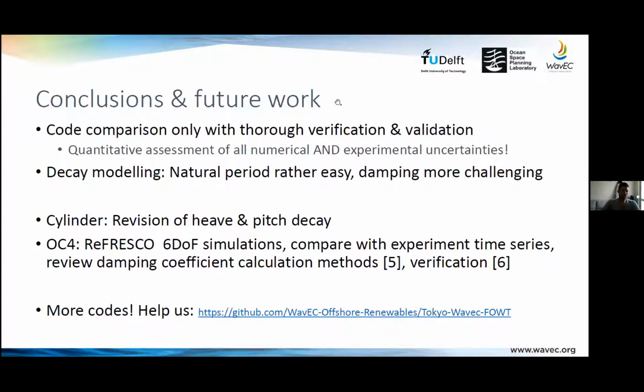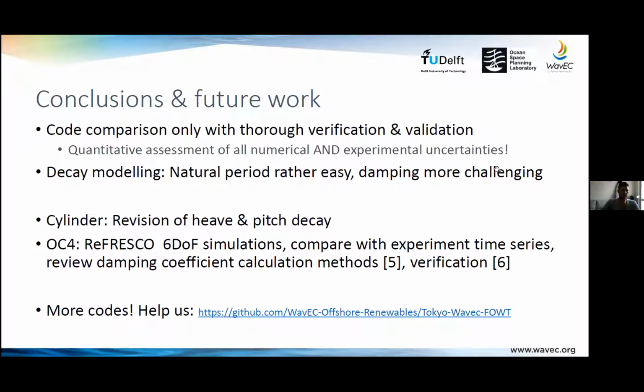Now, the findings from our decay tests: we found that the natural period is something that is rather easy to accomplish, while the damping really seems to be more challenging, and it's heavily influenced by viscous effects like vortex creation and turbulence modeling. So there is still some work to be done, and for the cylinder test case, we will need to revise a little bit the verification study that we have done so far, and hopefully we will be able to reduce our uncertainties.